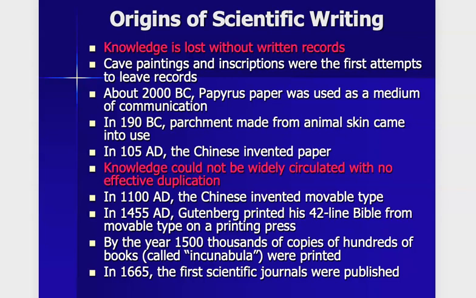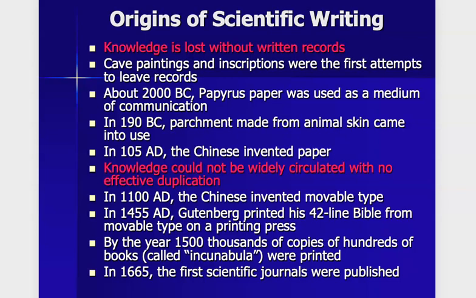Knowledge could not be widely circulated with no effective duplication. In 1100 AD, the Chinese invented the movable type system. In 1455, Gutenberg printed his 42-line Bible from movable type on a printing press. So this was the start of the printing press.